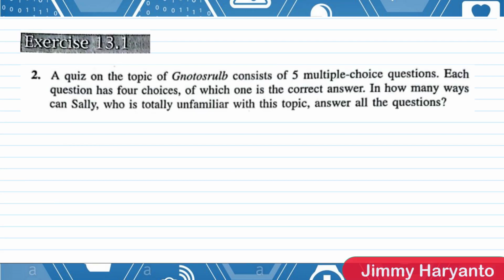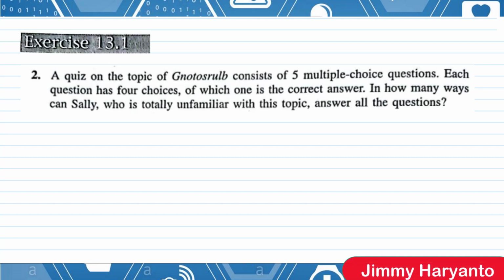Next is number 2, a quiz on the topic of Gnotosur. What is that? I don't know. Consists of 5 multiple choice questions. So we have 5 questions. Each question has 4 choices, of which one is the correct answer. In how many ways can Sally, who is totally unfamiliar with this topic, answer all of the questions?